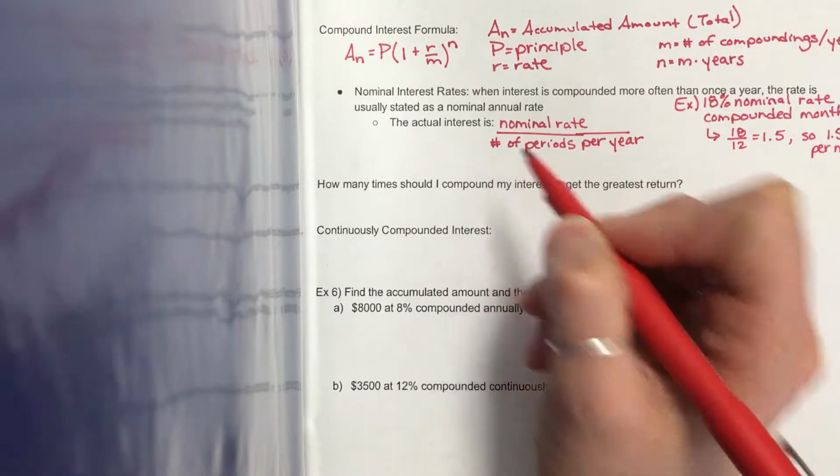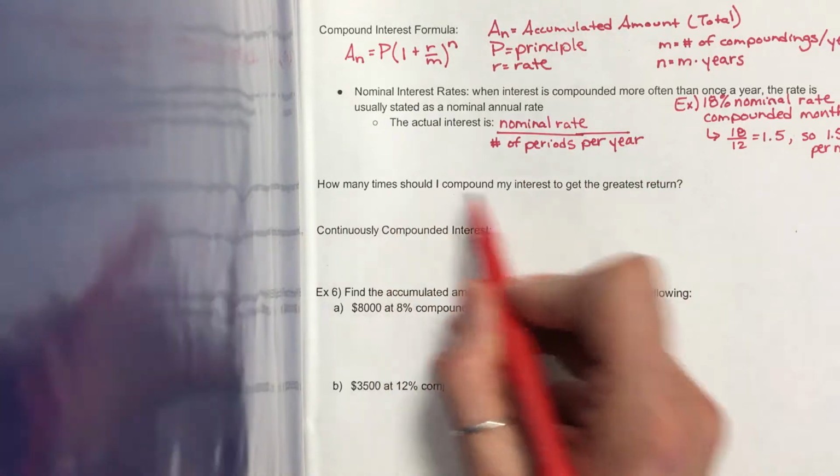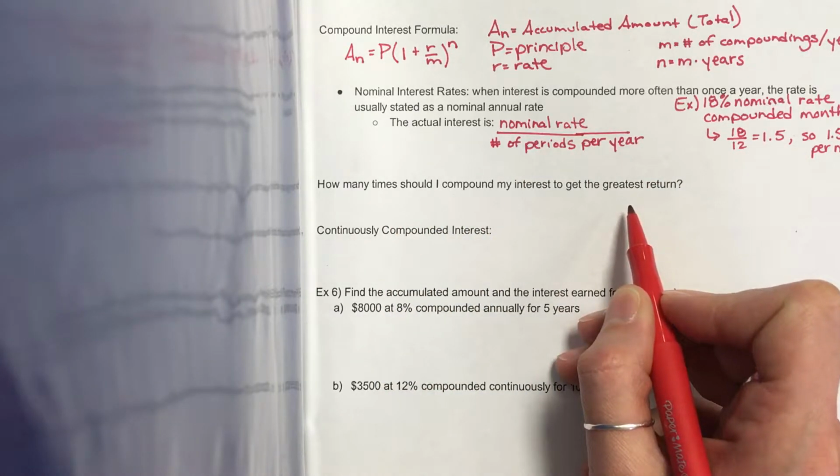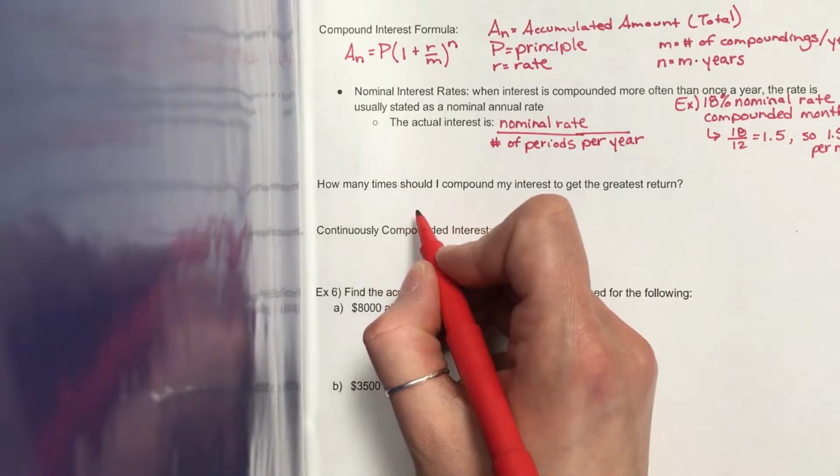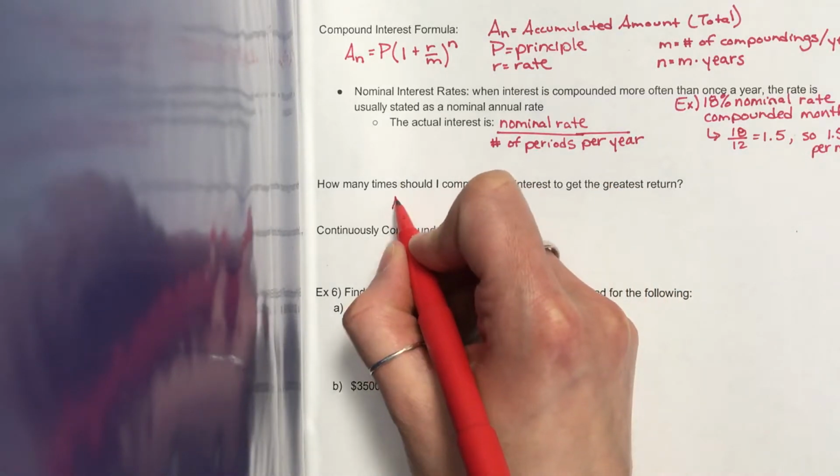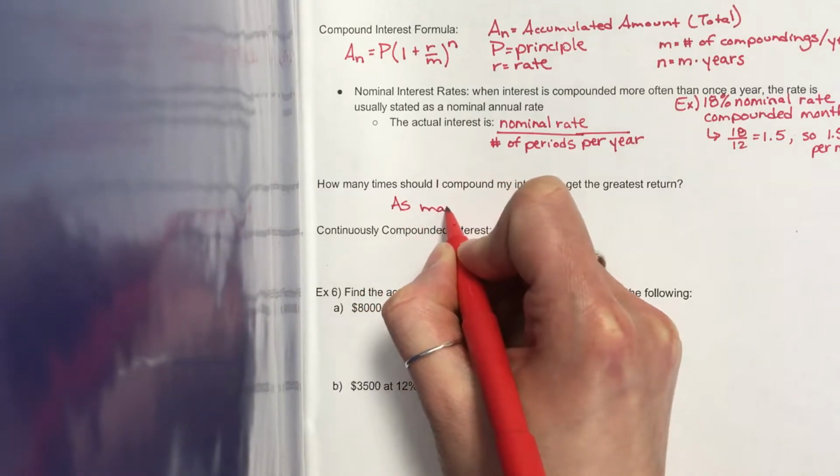So what we'll see is that when I'm talking about how many times should I compound my interest to get the greatest return, what we'll see is that more compoundings equals more money. So how many times should we compound our interest? As many as possible.